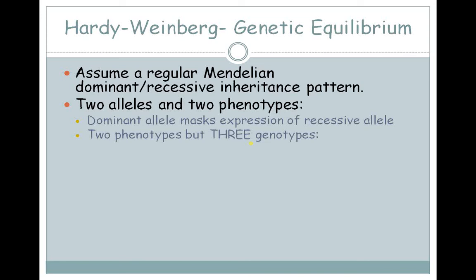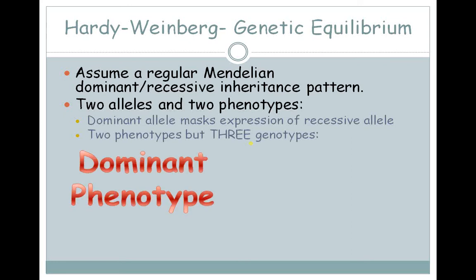So, looking at the dominant recessive inheritance pattern, the most basic one, you have two alleles and two phenotypes. So you either have the dominant phenotype or you have the recessive phenotype. The dominant allele always masks the expression of the recessive allele. Now, even though you only have two phenotypes, there are actually three possible genotypes. And it's the genotypes, or the allele frequency, that the Hardy-Weinberg assumes is in equilibrium.